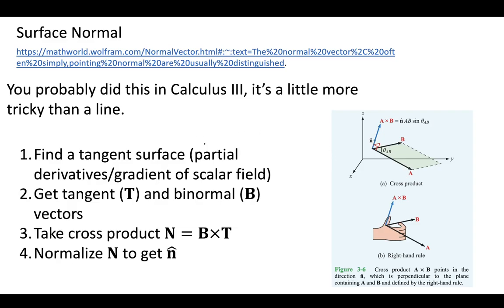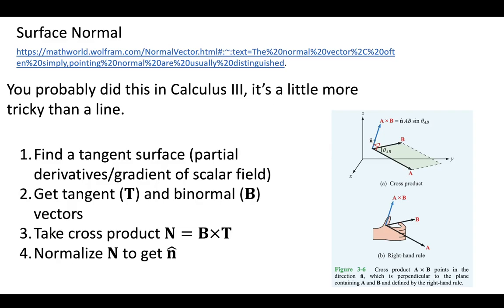Basically, instead of finding a tangent line, you find a tangent surface. You do that using partial derivatives and the gradient of your scalar field. Then you get tangent and binormal vectors that are on the tangent surface. Take the cross product of those, which gives you a normal vector, and then you could normalize that vector to get a unit normal vector.